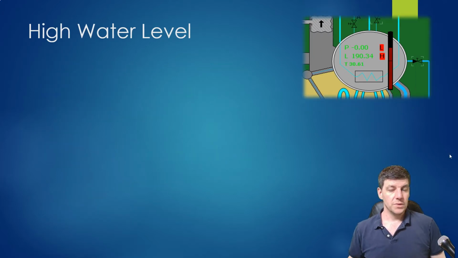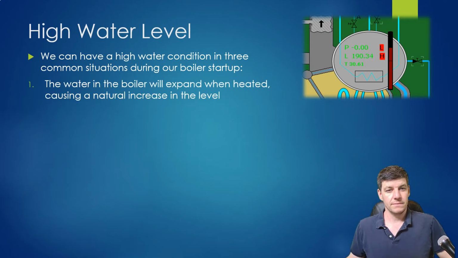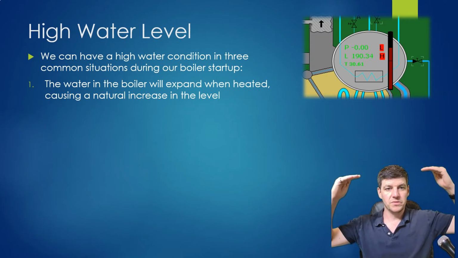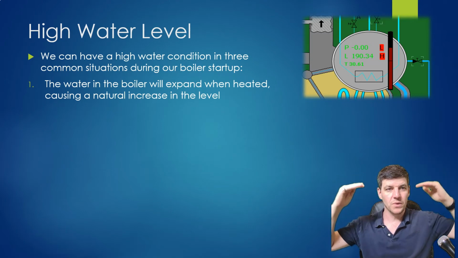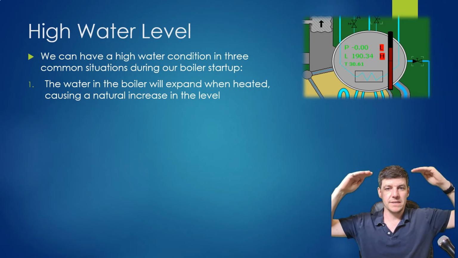Okay. So next we have high water level. High water level is typically found from three different operating situations. The first one is pretty natural actually, and it happens in this boiler. As the water gets heated, it tends to expand in volume. And when it expands in volume, the only space that it can move into is the upper portion of the drum. So as the water warms up, the natural movement of water as it expands is upwards.